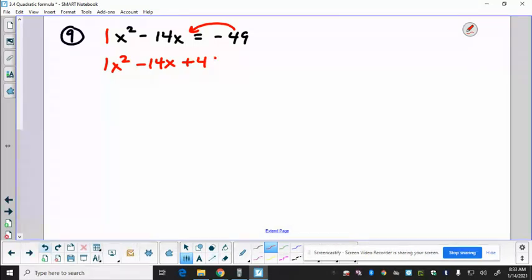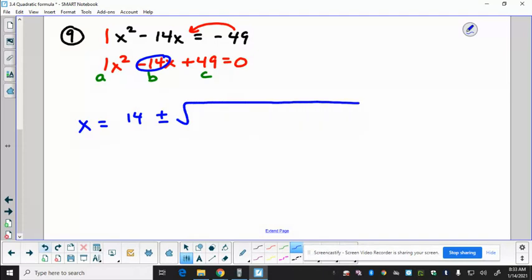Now I can correctly identify. Here's A, B, and C. I'm ready to get into my quadratic formula. The opposite of B, so that'd be 14 plus minus square root. Here comes a discriminant. B squared, now if it's negative, remember to do that. Put it in parentheses, minus 4 times A times C. So we got some larger numbers here. Might need the calculator. Over 2 times A.